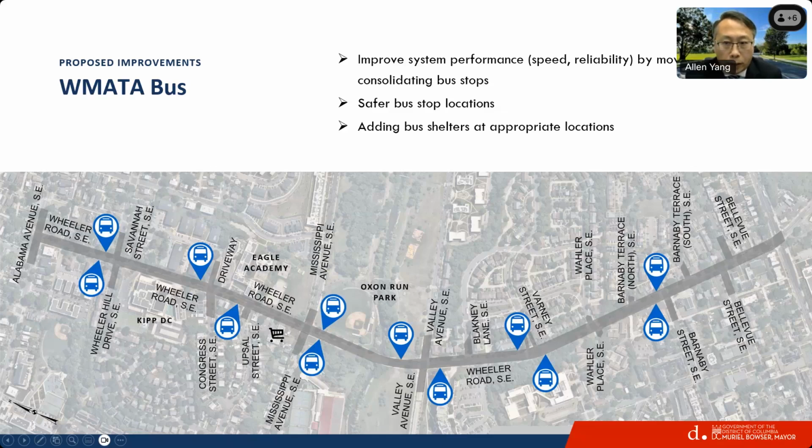And the southbound 2 bus stops to the northern end of the intersection, the corridor at Alabama Avenue and Keep DC, we are consolidating these 2 bus stops into this single bus stop away from the school as well. There's some other improvements for the bus stops, and the goal is safety improvement. And we are going to provide bus shelters at appropriate locations.